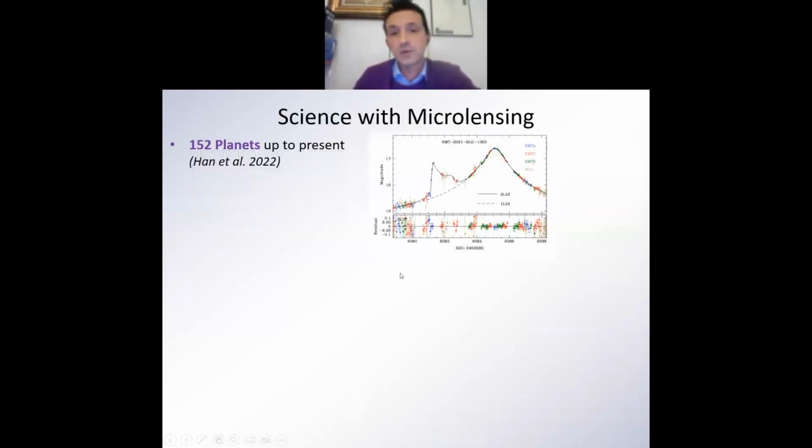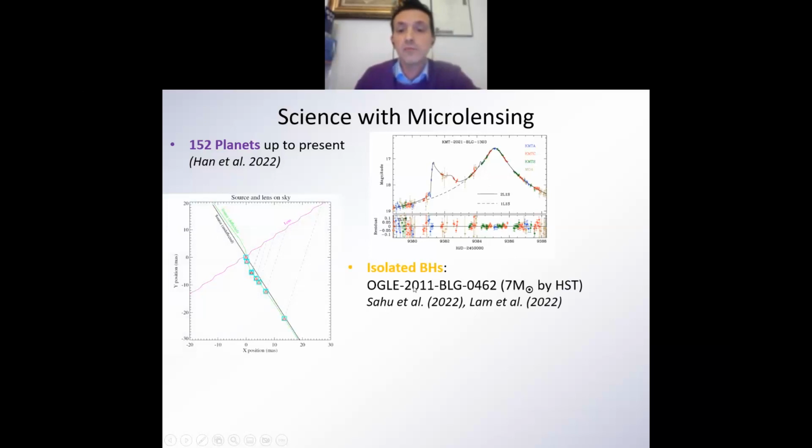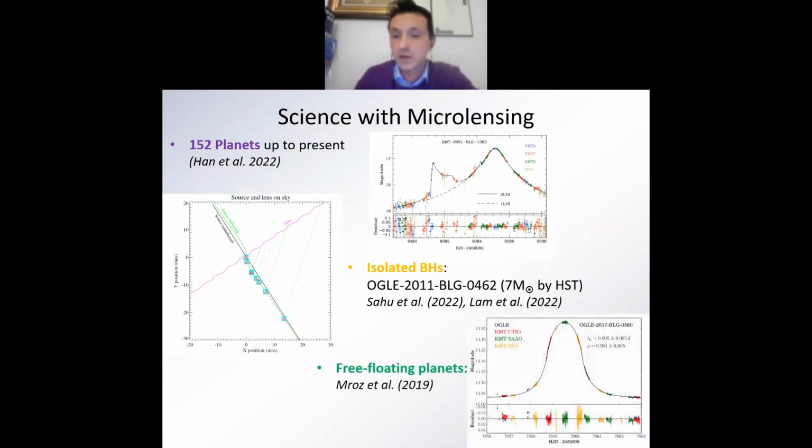So, science with microlensing. Microlensing is very useful to understand dark objects, starting with planets. More than 150 planets have been discovered by microlensing so far in a variety of configurations. More recently, an isolated black hole was discovered for the first time by microlensing using the astrometric signal. This was something new, because usually we only see black holes with an electromagnetic counterpart, but in this case we could only see its gravitational effect. Finally, we can also see free-floating planets with microlensing.